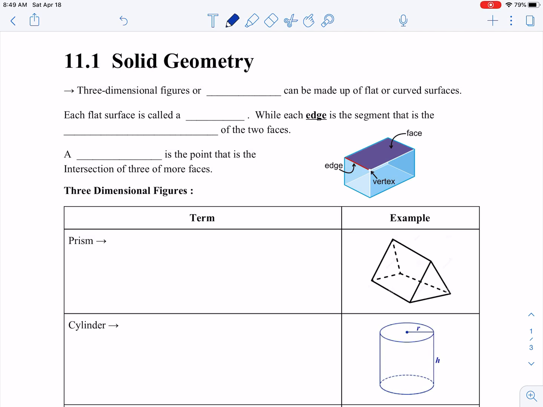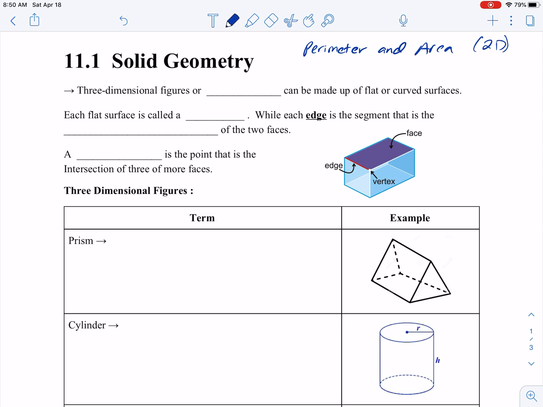So last unit was unit 10, which was on perimeter and area. And perimeter and area involve flat two-dimensional shapes. So area, the amount of square units we can fit inside. Perimeter, the distance or length around a figure or a polygon.